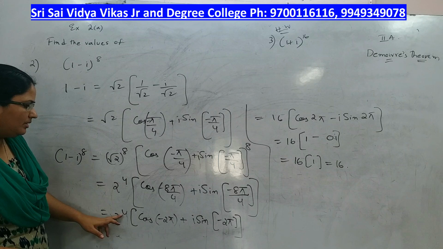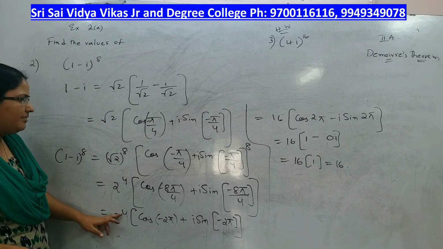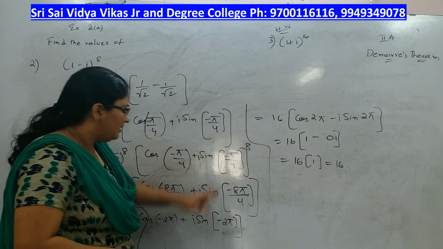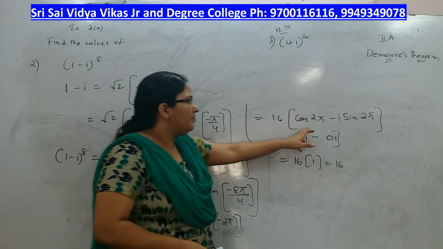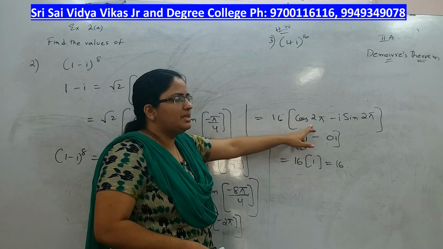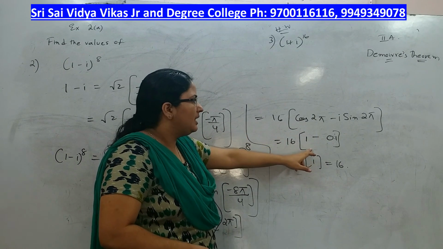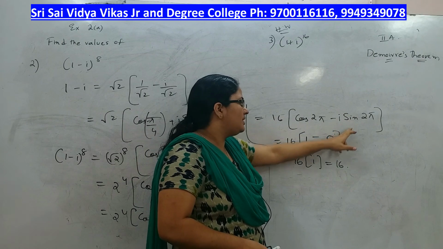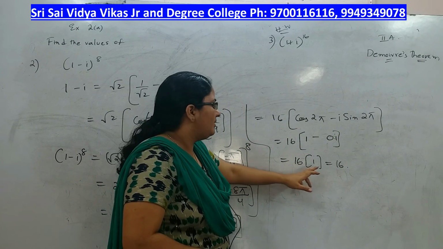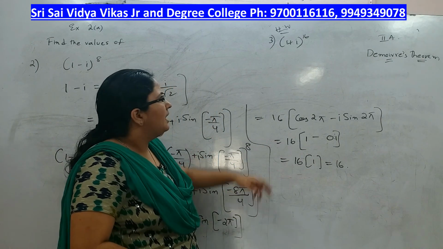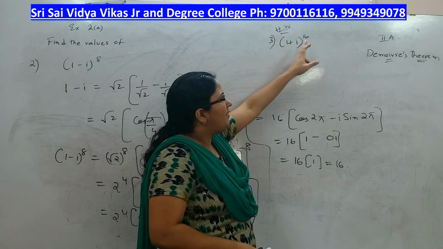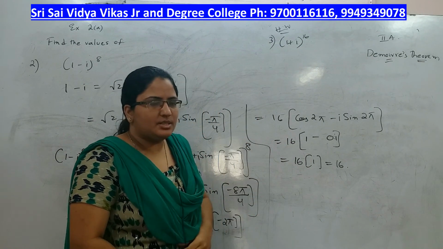2 power 4 is 16. So here you get 16 cos 2 pi minus i sin 2 pi. Cos 2 pi value, cos of 360 plus 0, that is 1. Sin of 360 plus 0, sin 0, so you get 0 here. So the answer is 16 into 1, which is 16. Next problem, you take it for homework, that is 1 plus i whole power 16. You take this as homework.